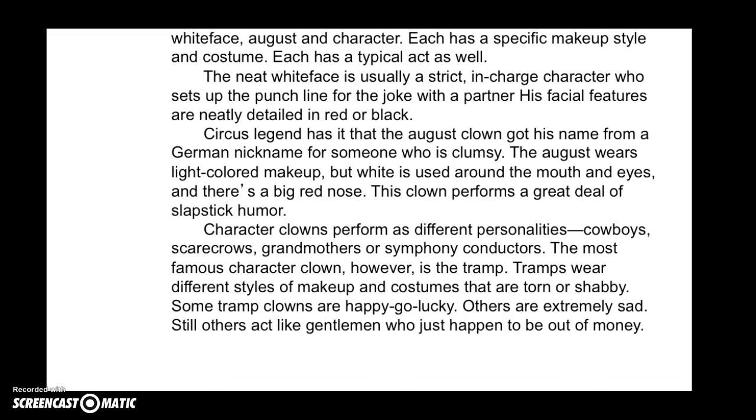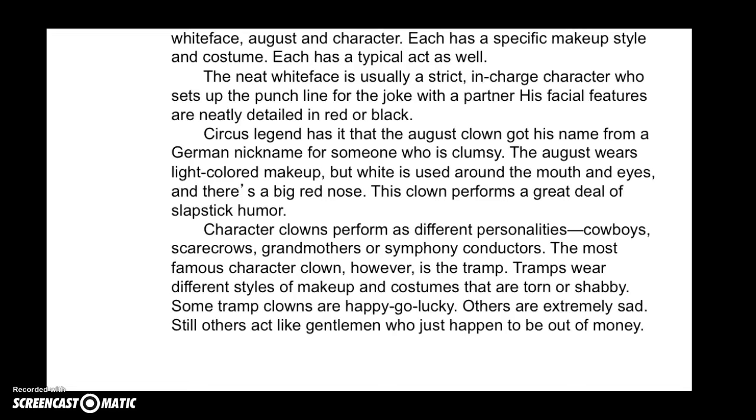3 types of circus clowns. Generally, there are 3 categories of circus clowns: whiteface, August, and character. Each has a specific makeup style and costume. Each has a typical act as well. The neat whiteface is usually a strict, in-charge character who sets up the punchline for the joke with a partner. His facial features are neatly detailed in red or black.